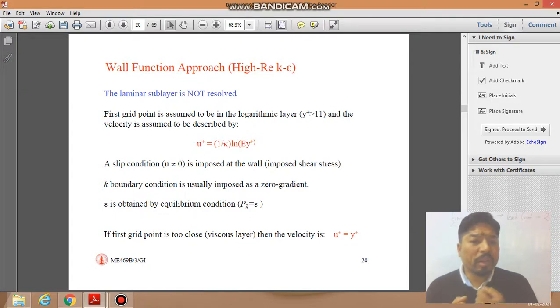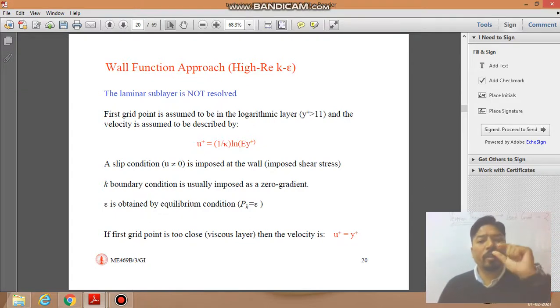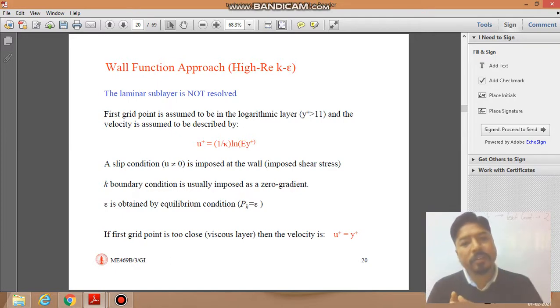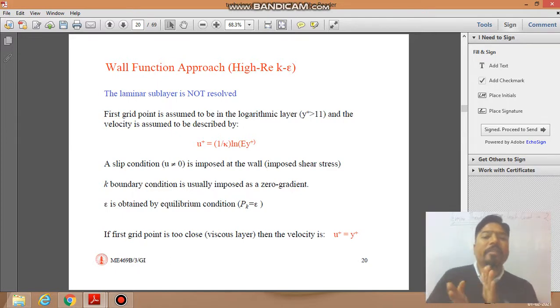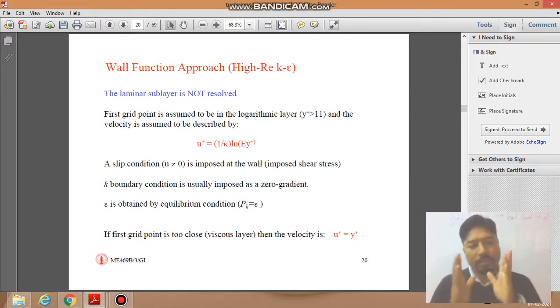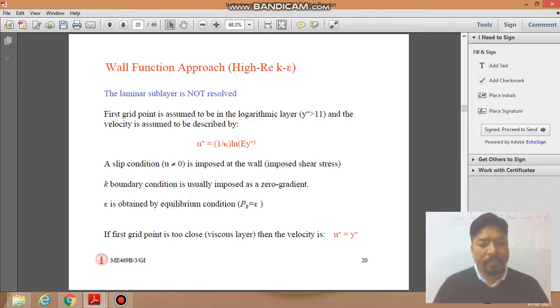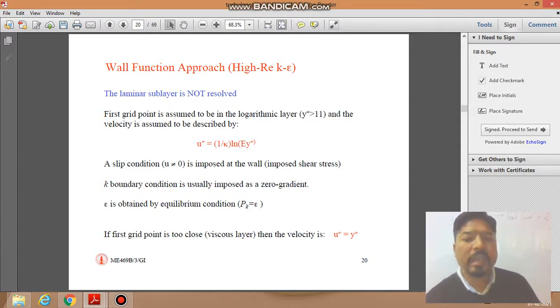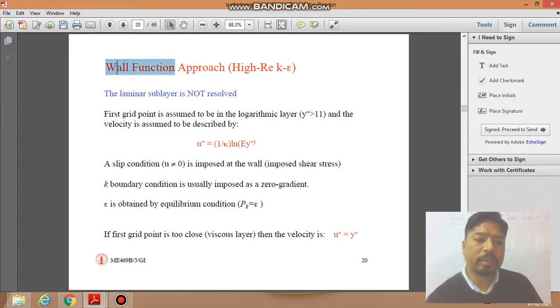Because calculating the amount of turbulency in those small layers which are attached to the surfaces is very difficult. So how to approach it, because the laminar sublayer is not resolved, that's why the importance of meshing and discretization is very high in computational fluid dynamics. For that purpose we have different conditions available. We will discuss this K epsilon model later.